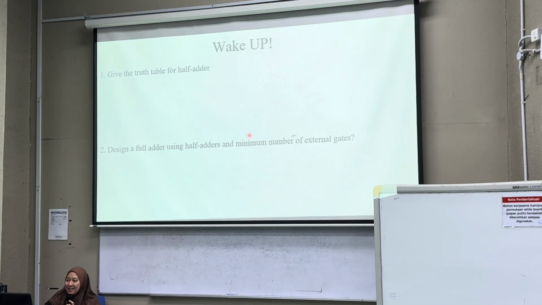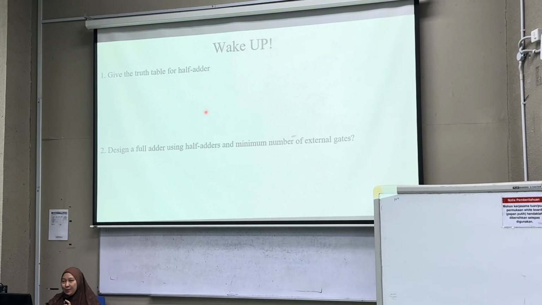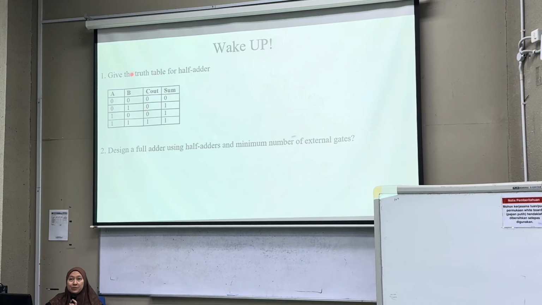So today it is today. Vika, give a truth table for half adder. So for a half adder, you have your 2 inputs, and then you've got a sum and a carry out. Since you've got 2 inputs, you have 4 possibilities. So this is the truth table for a half adder: 2 inputs, and then you have a sum and a C out.